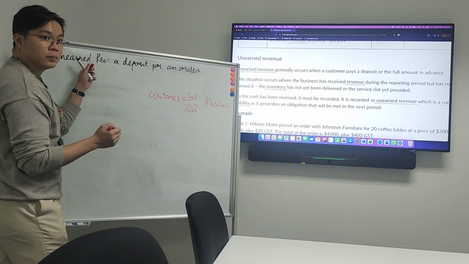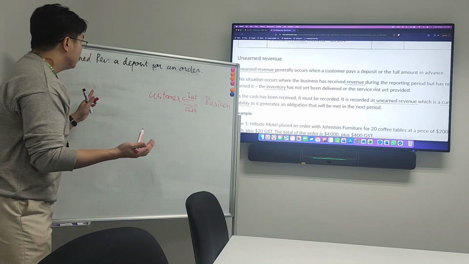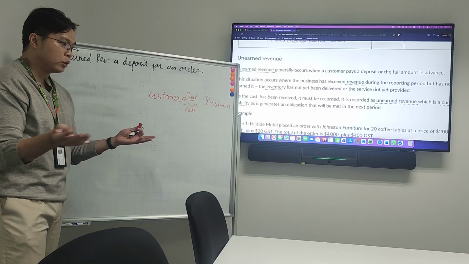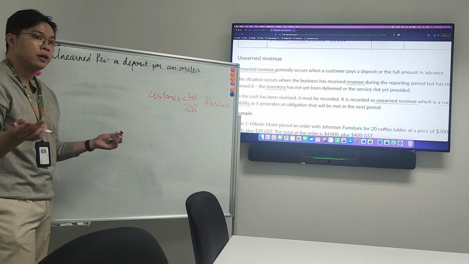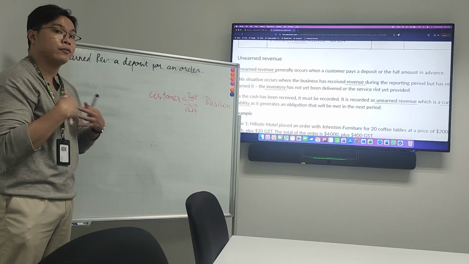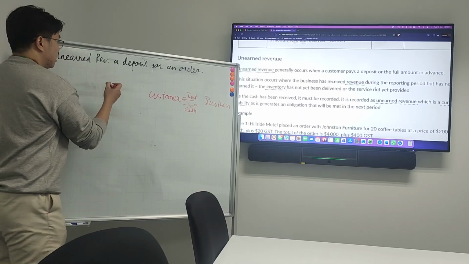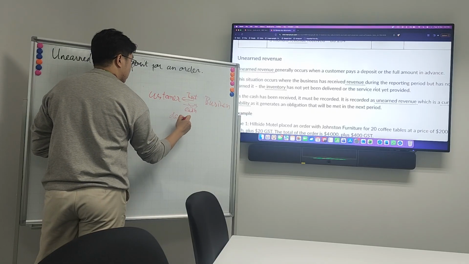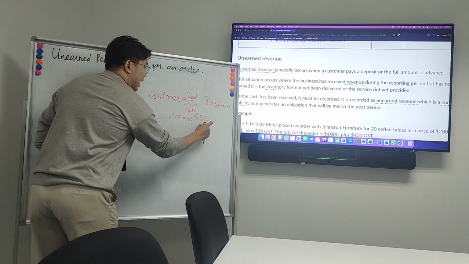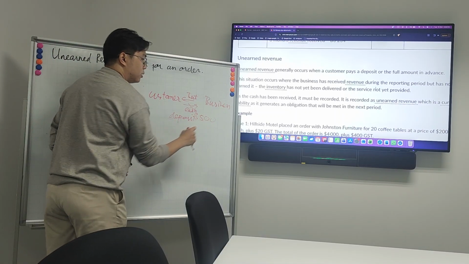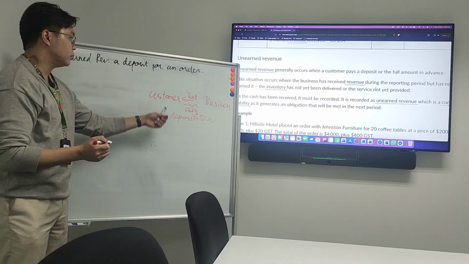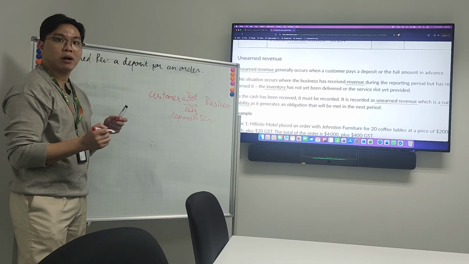But in the example that I just told you about, we haven't given the customer the sofa. He just made an order. We don't even have a sofa to deliver immediately. So that's why it's unearned. We haven't done anything for the customer yet. Therefore, we don't have the right to earn that. Let's just say that the customer put in a deposit of $500 for the $3,000 sofa. We haven't earned the right to get that $500 because we haven't delivered any inventory for this customer. That's why it's called unearned revenue.